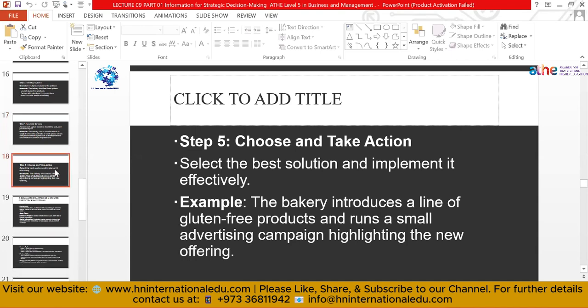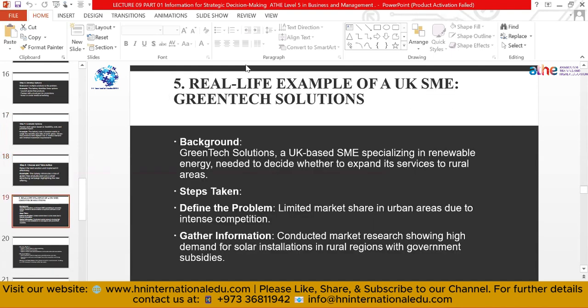So till here, I think assessment criteria 3.3 is going to be clear to all of you. Real life example for a UK SME, that is Green Tech Solutions. Background is that this SME, specializing in renewable energy, needed to decide whether to expand its services to the rural areas or not. Definitely, it was based in the UK, but they want to expand their service into different parts of it. Steps taken.